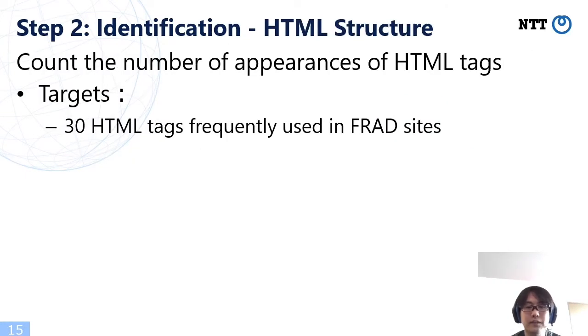I'll explain the features of the HTML structure. Flood sites often reuse web page templates, and the numbers of hyperlinks in the iframe are important indicators of flood sites. So our system also analyzes the frequencies of HTML tags and the combinations of those numbers. The system counts the number of appearances of the top 30 tags which are frequently used in the non-flood sites.